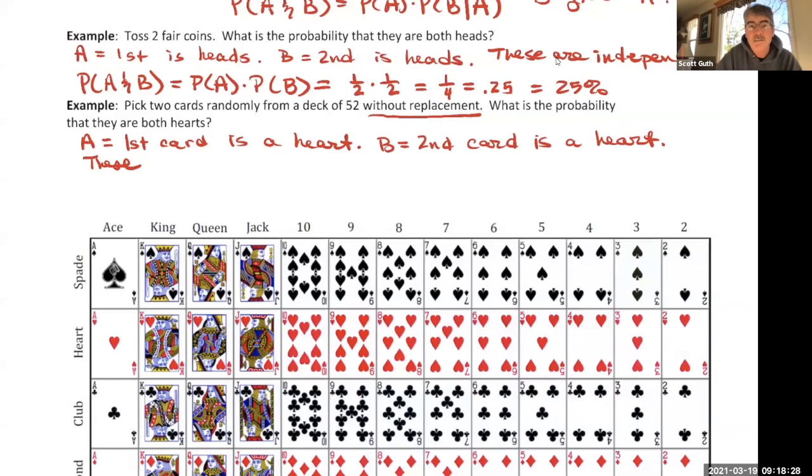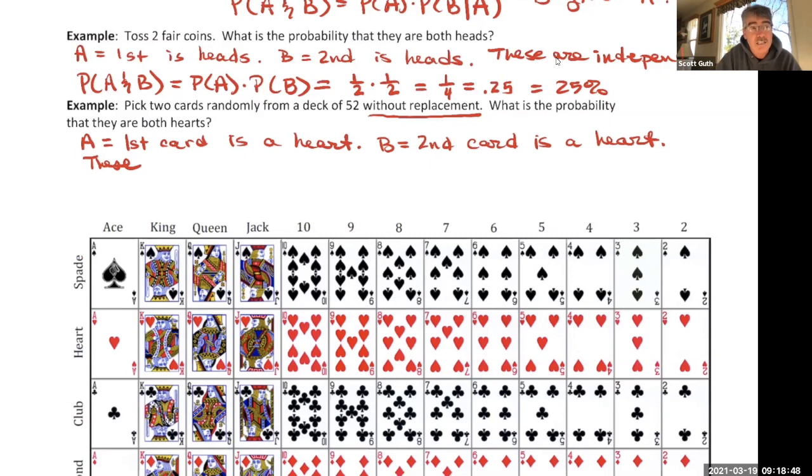Is it dependent? Because there's only 4 possibilities for hearts. Well, there's 13. Oh, 13, I mean, yeah. Well, what does that mean? You're not replacing the card. What does that mean on the second card? Less chance for the second card to be a heart. Yeah, because there's fewer hearts now.